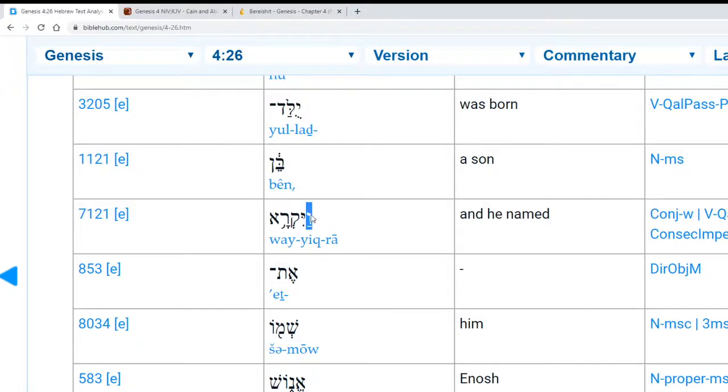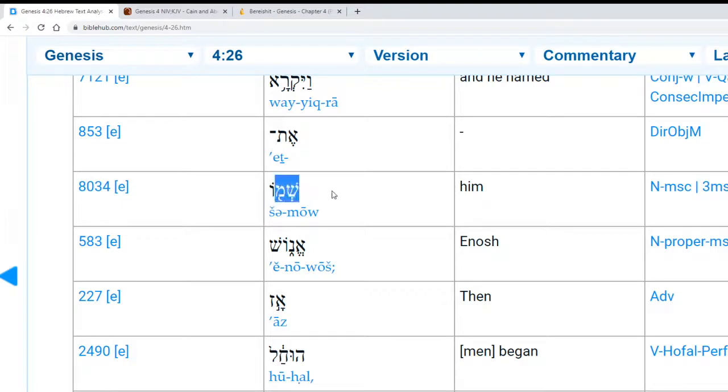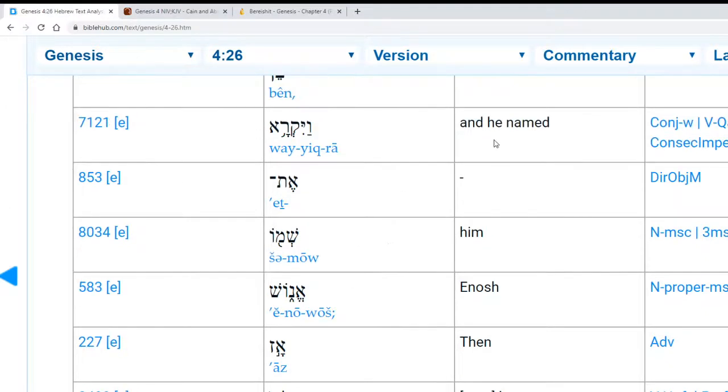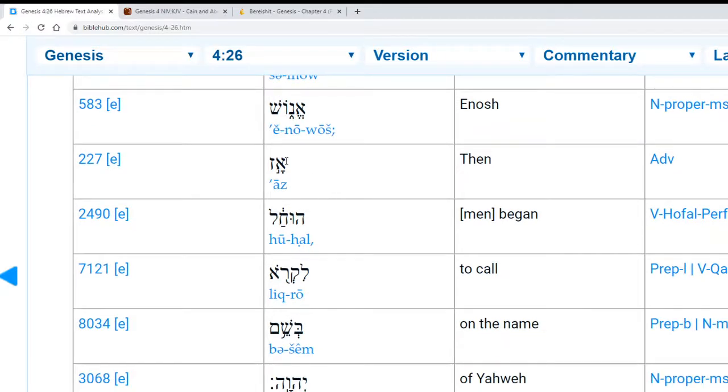Vayikra, we've had many times. Conjunctive vav, imperfect of kara, to call. Et is the direct object marker. Shemo, Shem being name, and the vav, his name, and called his name Enosh, right? Which is very similar to Anashim, person, right? Enosh. Az, they're translating as then. I would say so. Huchal.